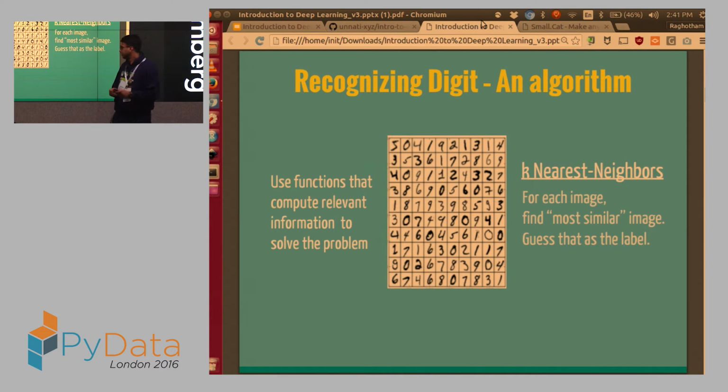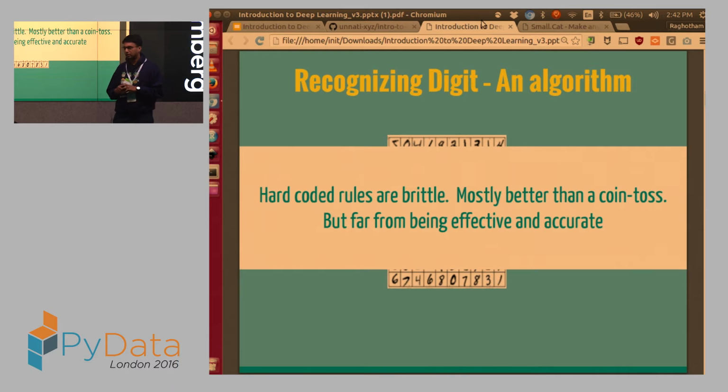But the problem here is that there are so many different ways you can write a number, and if you were to put all of them into one single model, the model starts to break. The reason being, hard-coded rules are very brittle. The model in turn is not actually learning. It's just understanding the rules that you've provided, and it's trying to show you results that might not be very accurate.